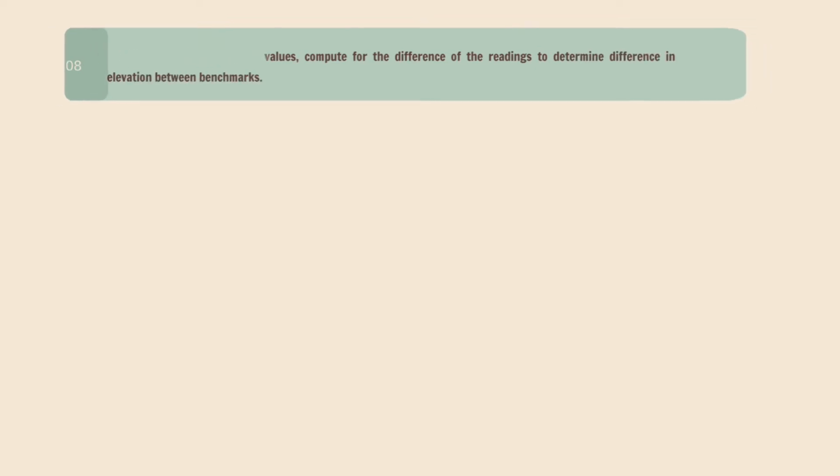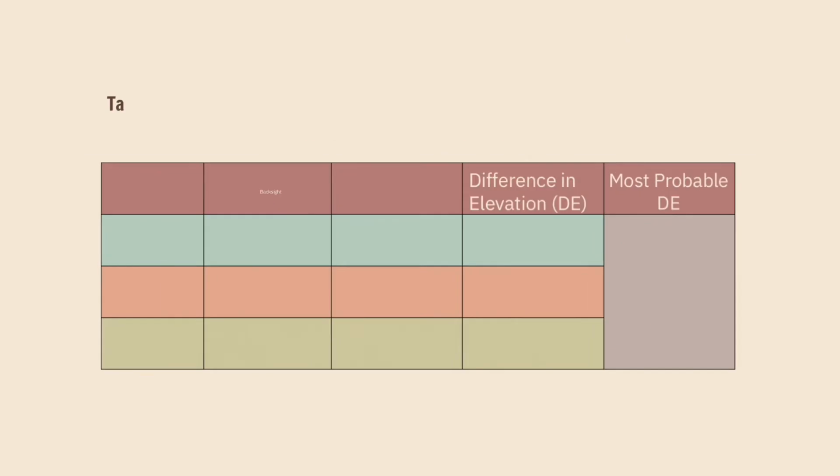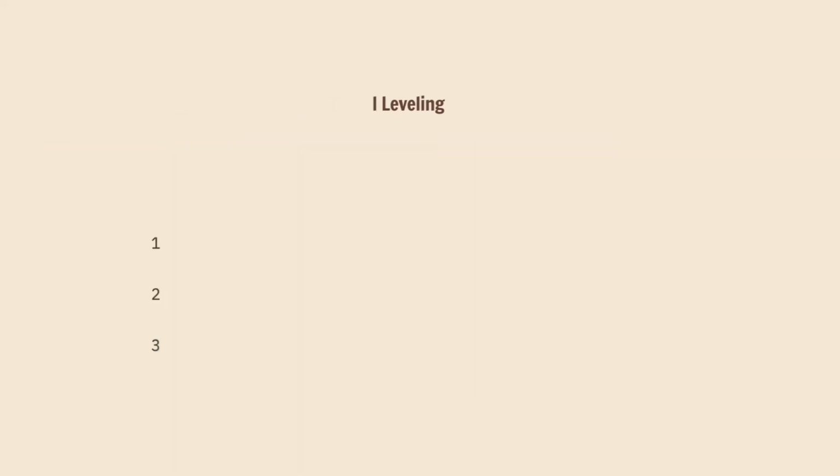After recording the observed values, compute for the difference of the readings to determine the difference in elevation between benchmarks. Repeat procedures 1 to 8 for the second and third trial. Tabulate the data in Table 4.1, Single Setup Differential Leveling.